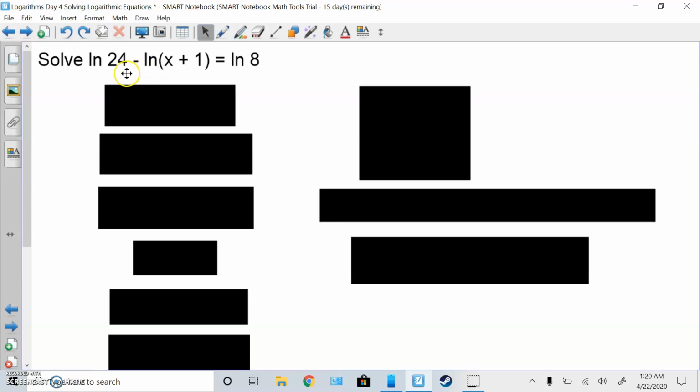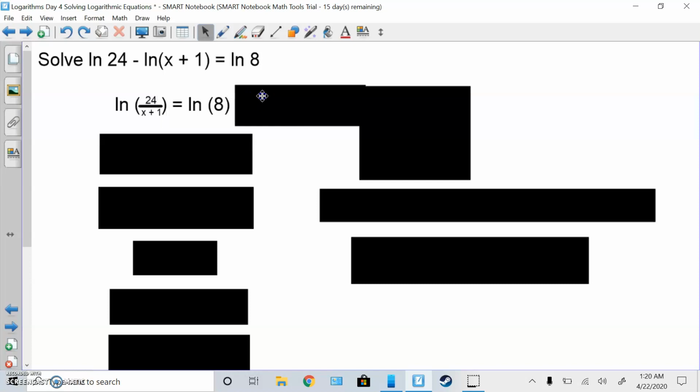Solve ln of 24 minus ln of x plus 1 equals ln of 8. So again, I can't do any converting tricks right now because there are multiple terms here. To combine this, when you have ln minus ln, the quotient property states that if you subtract multiple logs of the same base, and these are both base e, you just make it a single ln and divide the inside, so it'll be 24 over x plus 1.